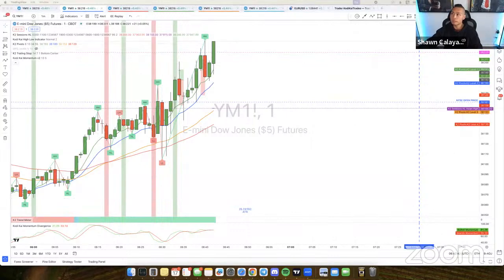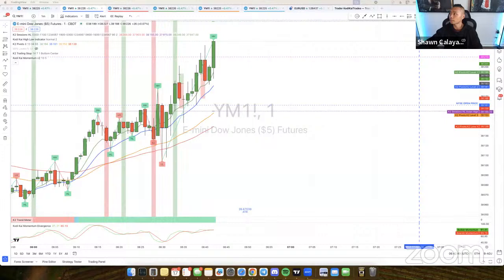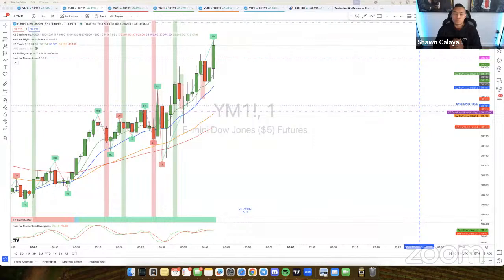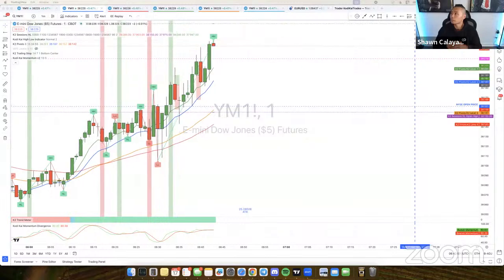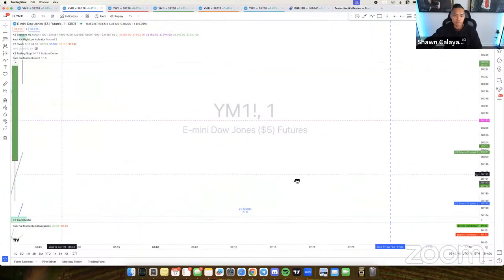So we'll continue waiting for the next entry here. Price is starting to swing back up. If this is the case right here, then we'll see what can be happening next. All right, so there's nothing really here yet.